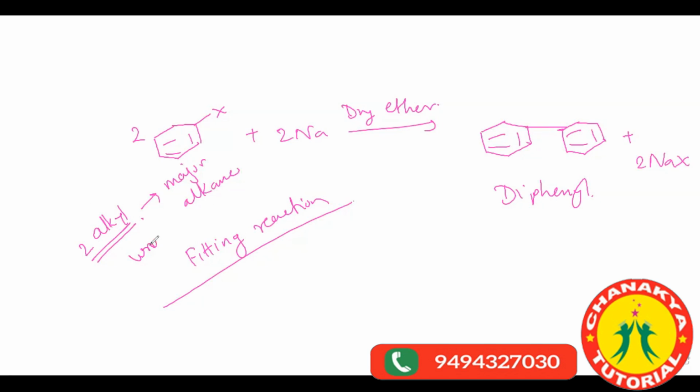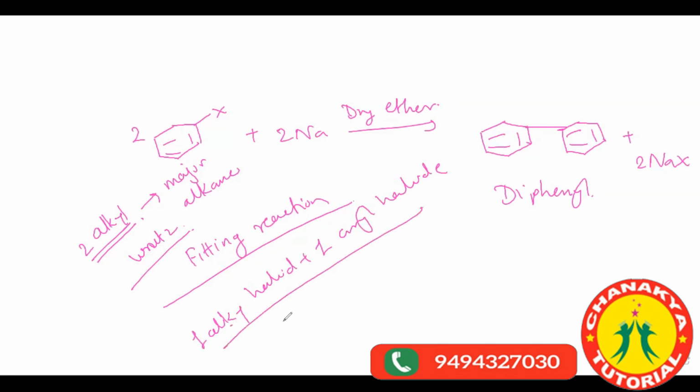When there is an aromatic group and an alkyl group, one alkyl halide and one aryl halide, the coupling in between these two will be the Wurtz-Fittig reaction. And when there are both aryl groups, we have the Fittig reaction. Yes, that would be just the Fittig reaction.